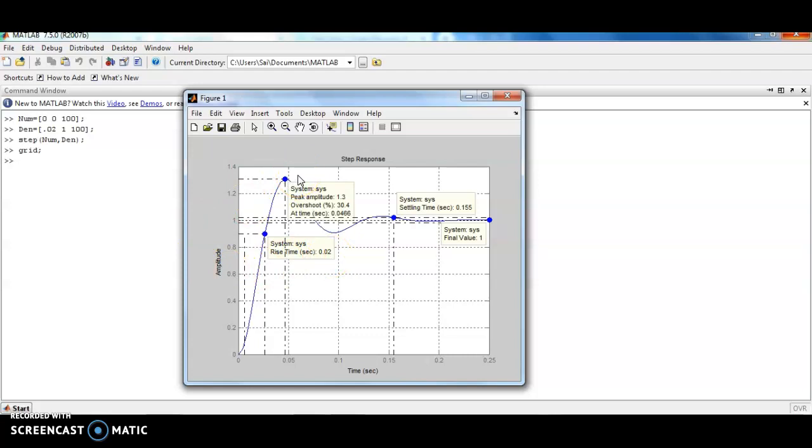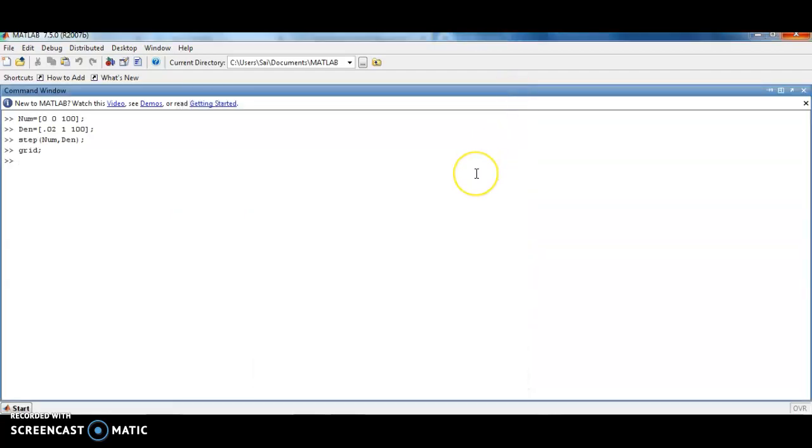Similarly, we will solve for the PI controller. The CLC command is used to clear. Now we will take the transfer function as 100s plus 20 divided by 0.02 s cube plus s square plus 100s plus 20.